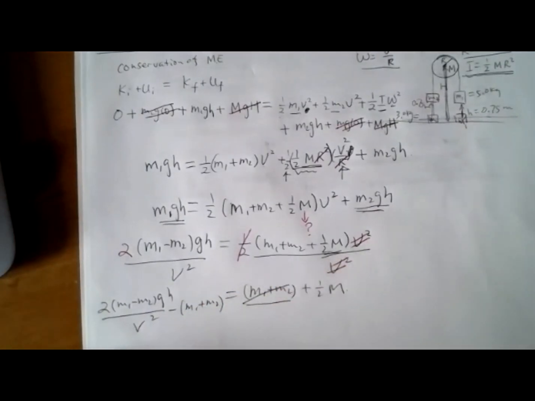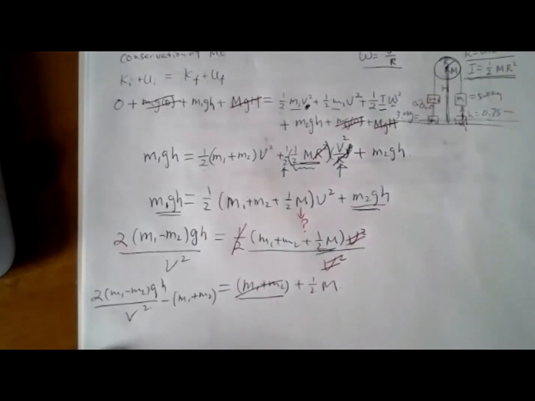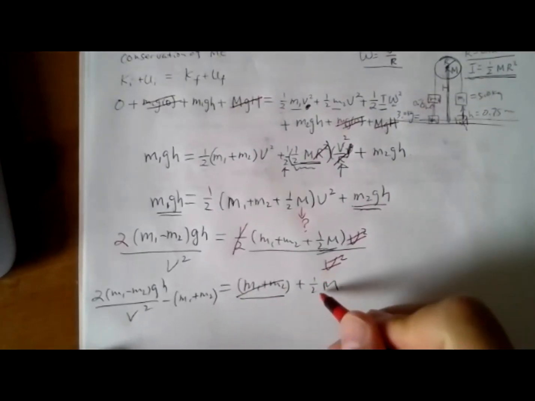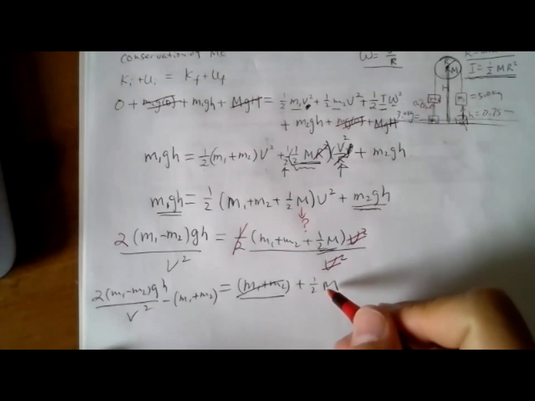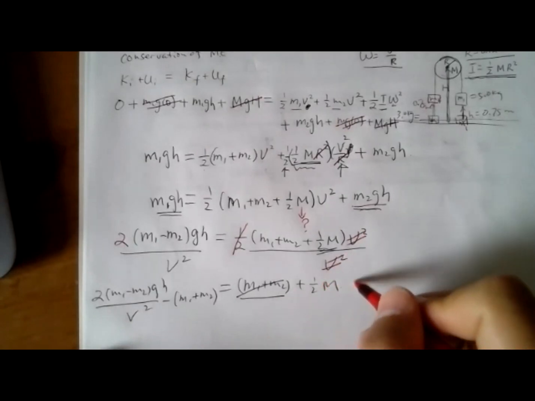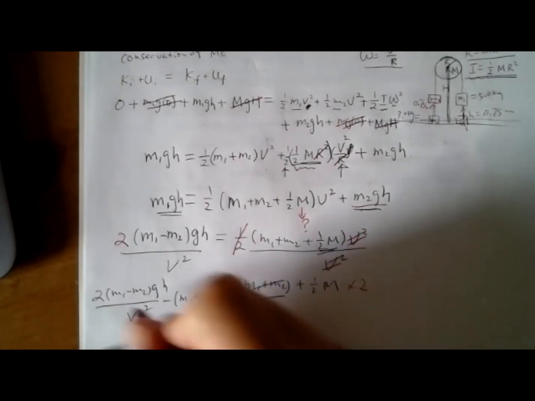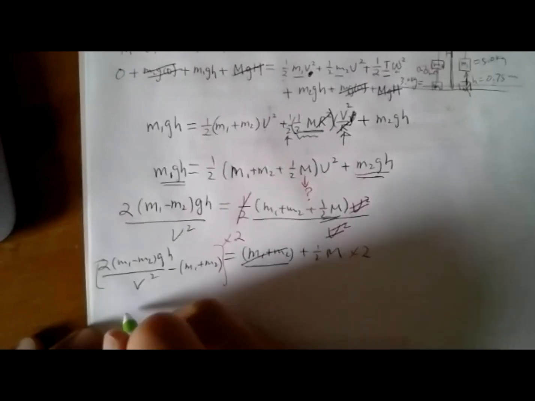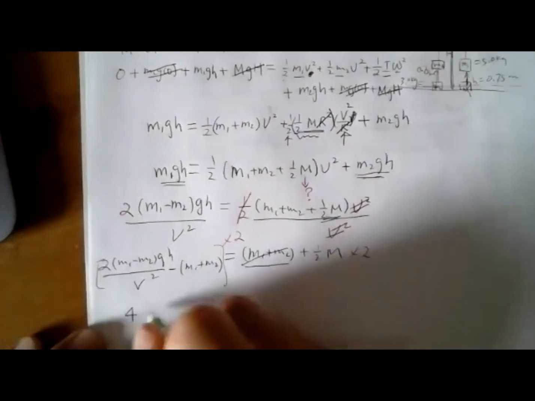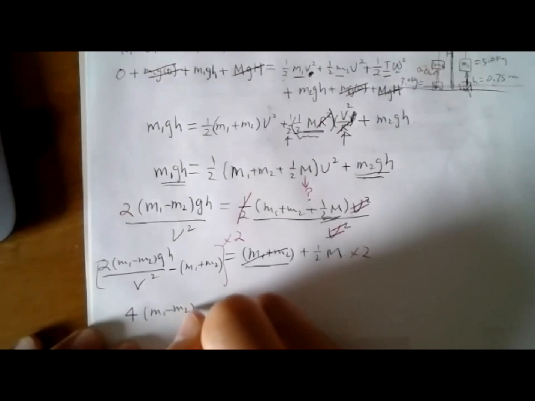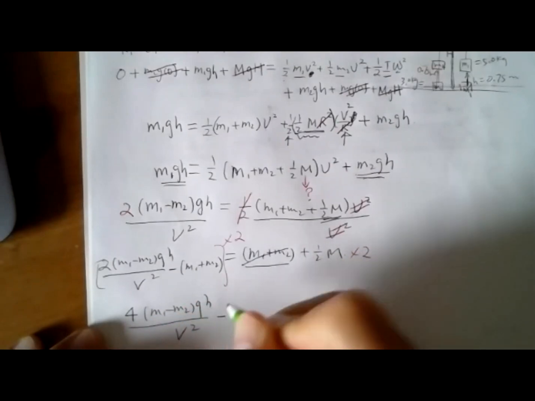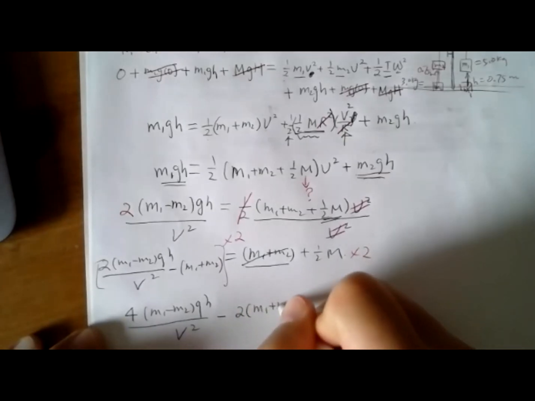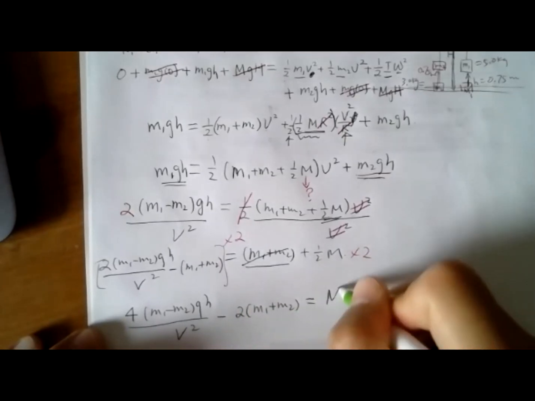moved to the other side of the equation. Then you have just 1/2 capital M remaining on the other side. Now multiply it by 2, so this multiplied by 2. Then you'll have 4(m1 minus m2)gh divided by v square, minus 2(m1 plus m2), that equals your capital M.